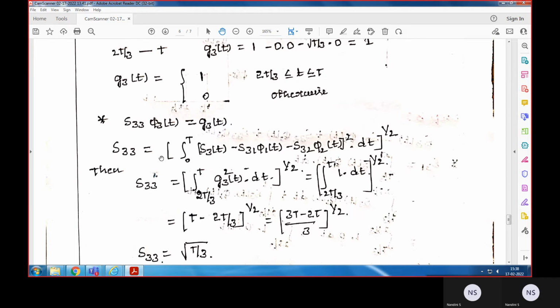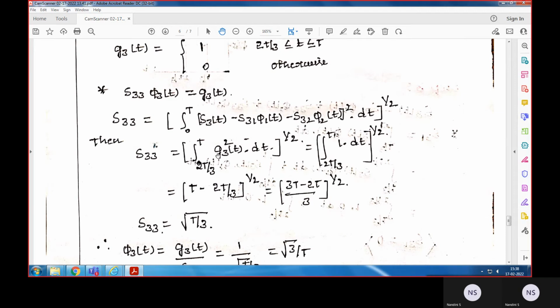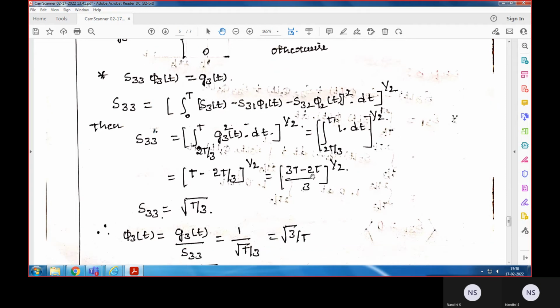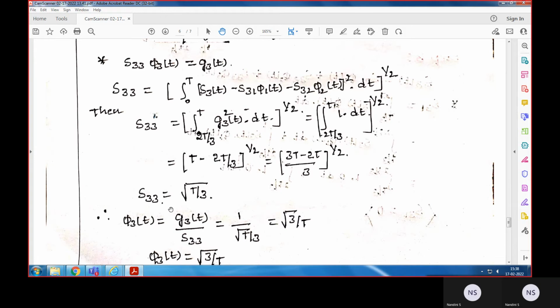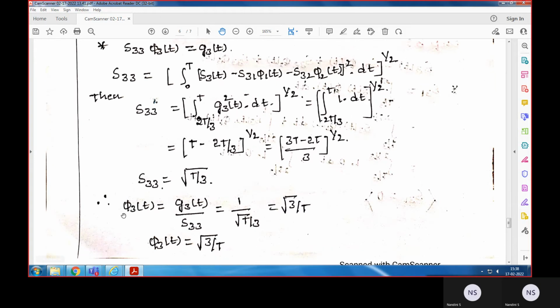So the formula to calculate S33 from the Gram-Schmidt orthogonalization procedure is this much. From this, we have equated this quantity to G3 of t, so that's why we have taken G3 of t in place of that quantity. G3 of t exists only for the duration 2t by 3 to t, so that's why I have taken this. So from 2t by 3 to t, its value is 1, and the integration of a constant is t, and then applying the limits, S33 equals root of t by 3.